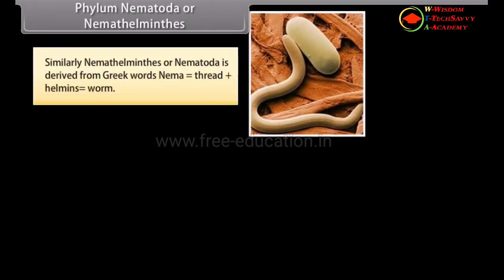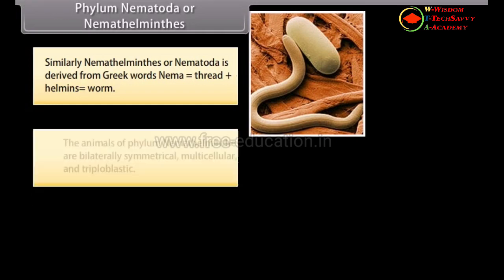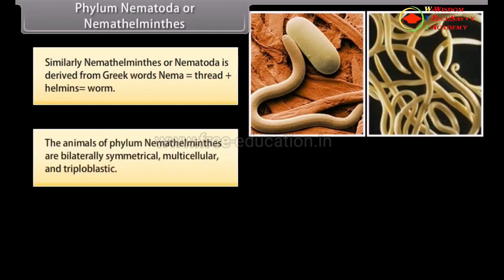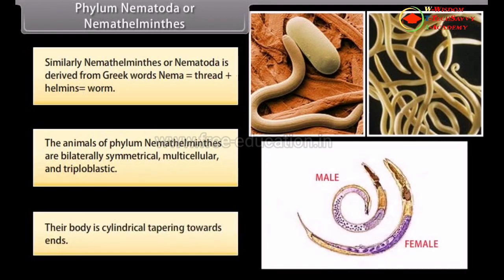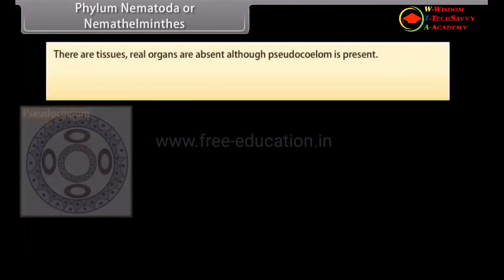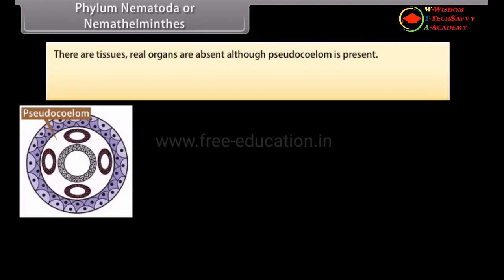Phylum Nematoda or Nemathelminthes. Similarly, Nemathelminthes or Nematoda is derived from Greek words nema, which is thread, plus helminths, worm. The animals of phylum Nemathelminthes are bilaterally symmetrical, multicellular, and triploblastic. Their body is cylindrical, tapering to its ends. There are tissues. Real organs are absent, although a pseudocoelom is present.